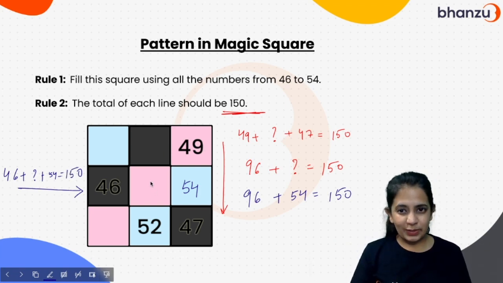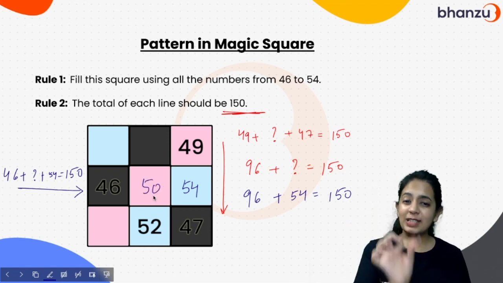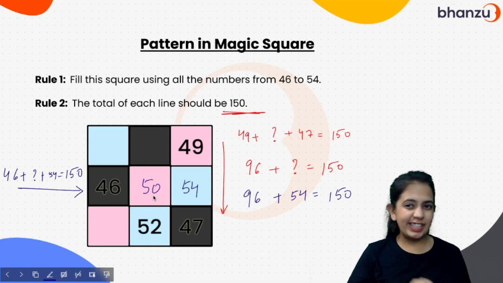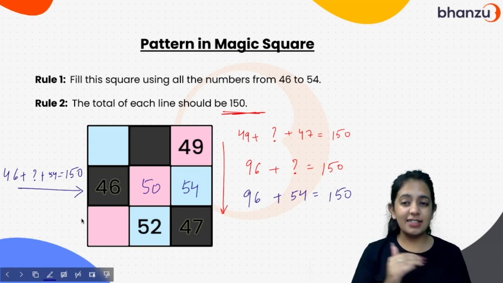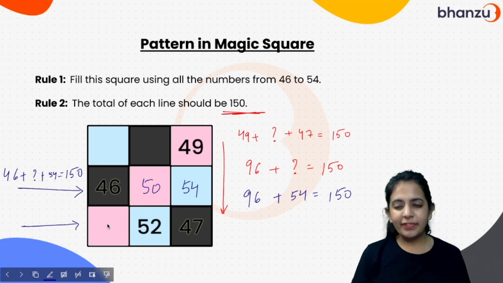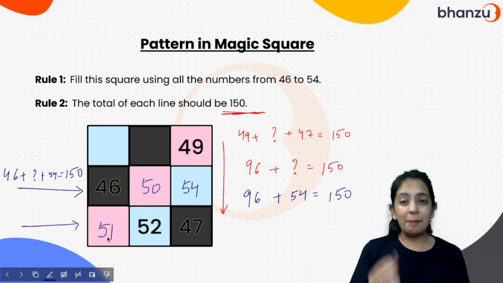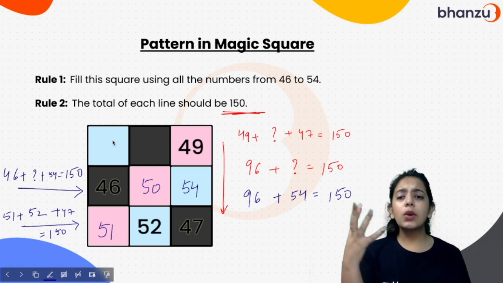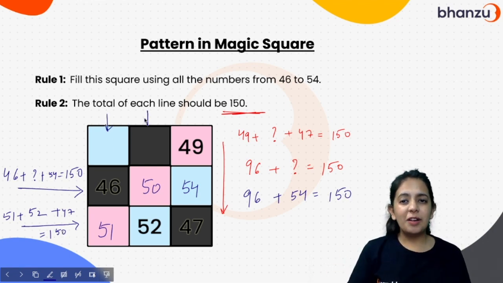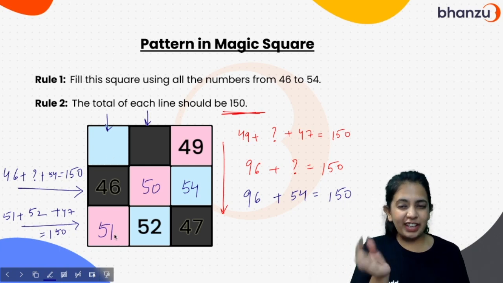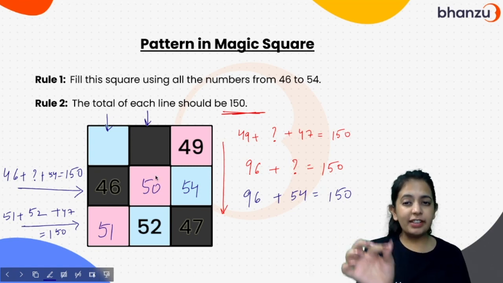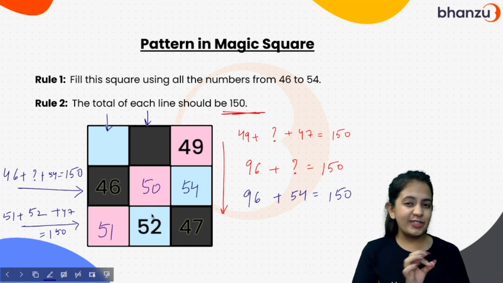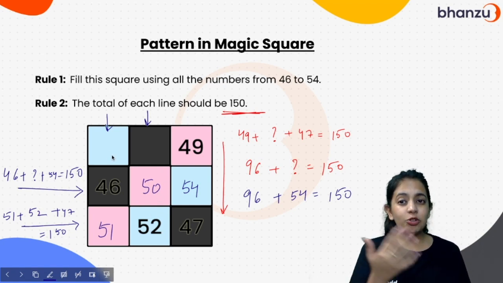So what is it? The answer to this one is 50. 46 plus 50 plus 54 equals 150. Alright, now let's look at the last row. So tell me, what number will come here? If you are thinking of 51, then you're absolutely right. Because 51 plus 52 plus 47 is equal to 150. Now the two numbers are left. You can find them very easily using the column pattern, right? Because the missing number over here plus 46 plus 51 has to be equal to 150, right? And similarly, the missing number over here plus 50 plus 52 has to be equal to 150, right? So quickly find out the answer to these two boxes as well.